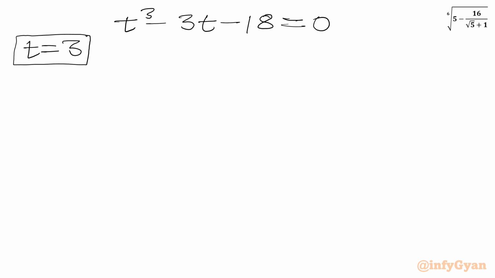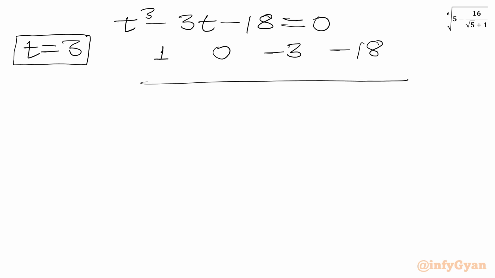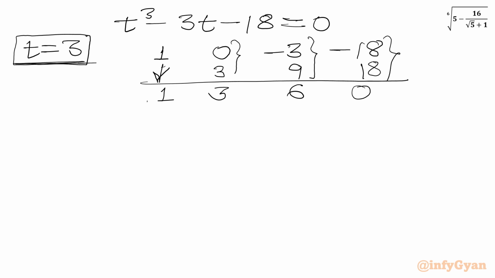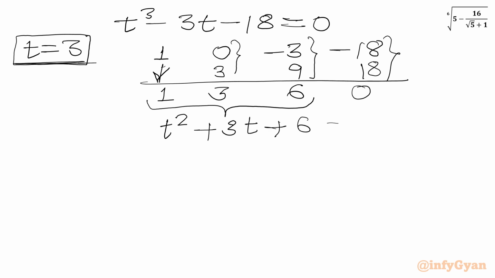Now I will write all the coefficients of the cubic equation. So the coefficient of t cube is 1. Coefficient of t square, it is not here, so I will write 0. Coefficient of t, it is negative 3. Constant minus 18. 1 would be as it is 1. Now we have to multiply 3 with 1, so I will write here 3. Addition of these two will give us 3. 3 times 3 is 9. Minus 3 plus 9 is 6. 3 times 6 is 18. Minus 18 plus 18 is 0. So here we have coefficients for a quadratic equation. So I can write the equation as t square plus 3t plus 6 equal to 0.